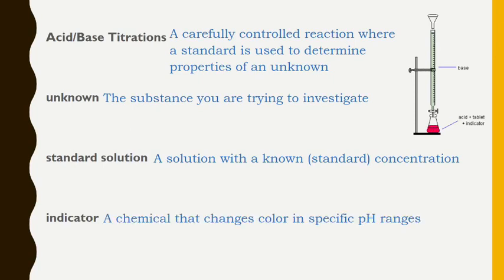Now, this last word, indicator, is a chemical that changes color in specific pH ranges. And so we're going to use that indicator in our lab in order to tell us where to stop in our titration. Because when that pH changes from an acid to a base, then we know we've reached what's called the end point or the equivalence point. And we'll talk more about that special equivalence point a little bit later. But indicators are just special chemicals that change color to help us know when we're done, when we've reached the pH that we're trying to get to.